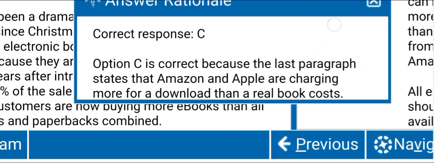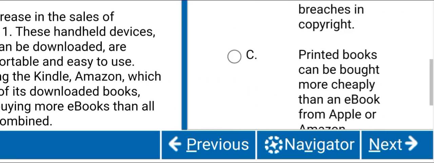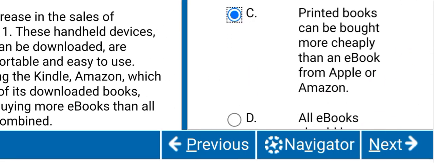So here we have option C is correct because the last paragraph states that Amazon and Apple are charging more for a download than a real book costs. So we have this option C as our correct option.